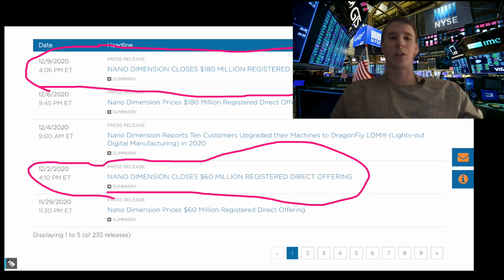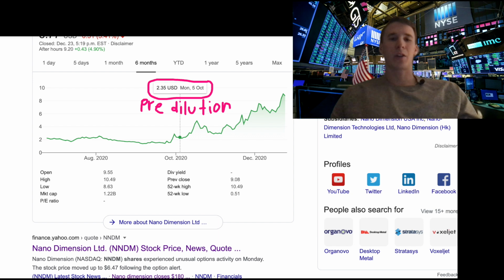That's a lot of dilution. So I do want to show you guys the effect it's having on the stock price right now. You can see here that around October 5th, that time when we first start seeing dilution, the stock was only trading at $2.35. Now we're up to about $8.77.